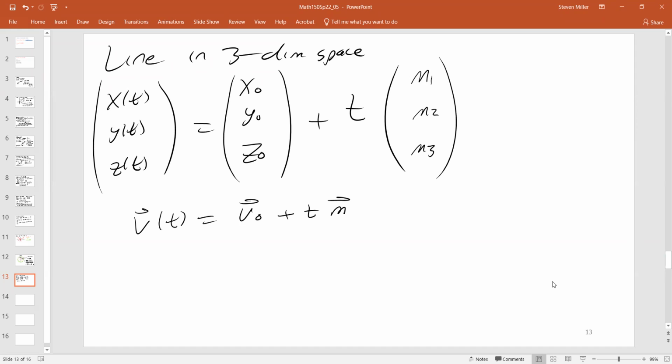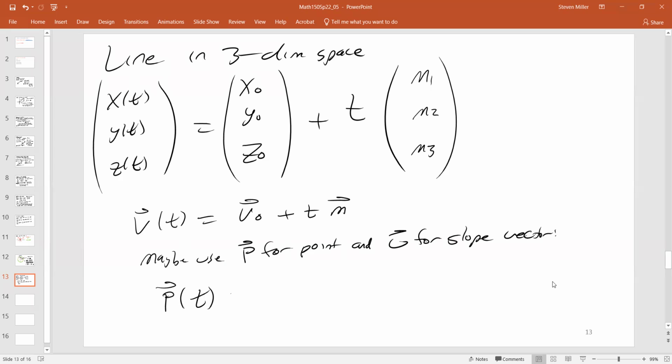And then depending on how you want to write things, you might use different notations. You might use v for the slope vector. Maybe use p for point and v for slope vector. So we might write maybe p at some time t is the initial value plus t times the slope vector.